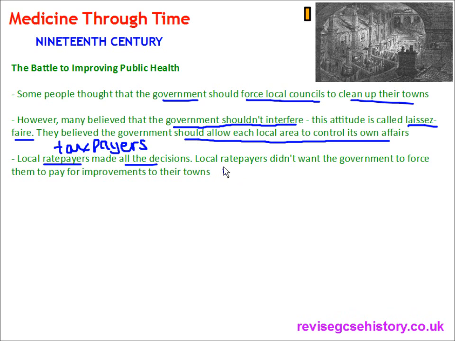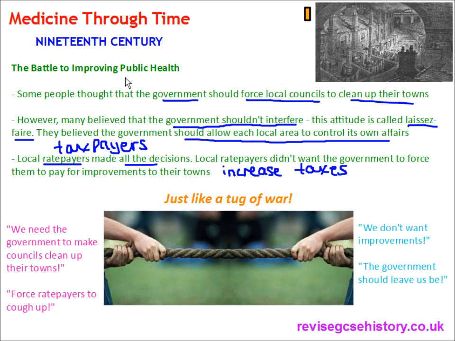Local ratepayers didn't want the government to force them to pay for improvements in their towns, as that would increase their taxes. So I've got a little thing down here that demonstrates it. The battle to improving public health in the 1800s is just like a tug of war. On this side, we've got the ratepayers, and some of the things they would be shouting is, we don't want improvements, the government should leave us be. These people were sometimes nicknamed the Dirty Party, those who didn't want the government to force people to clean up.